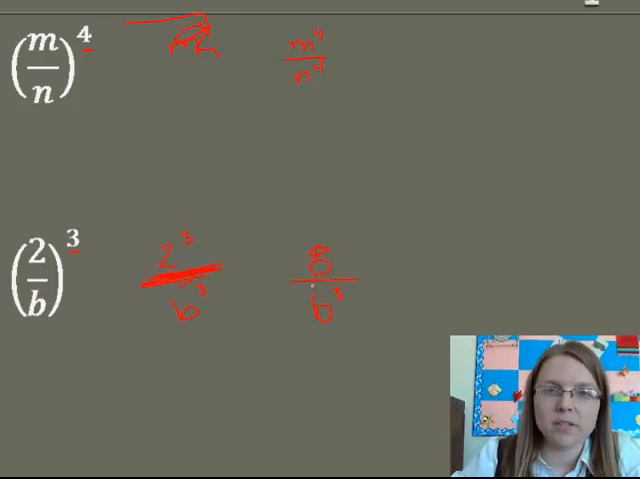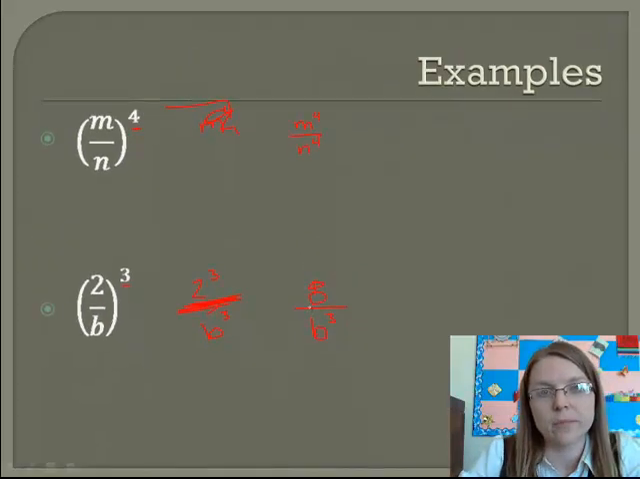So remember, math loves simple answers, make it as simple as you can. So 8 over b cubed would be your final answer.